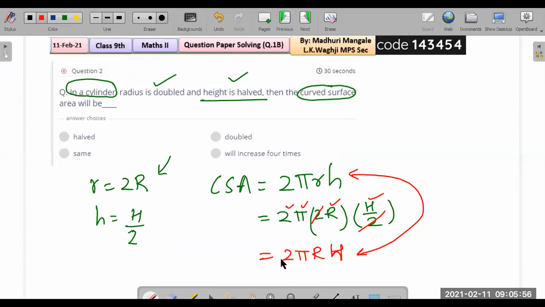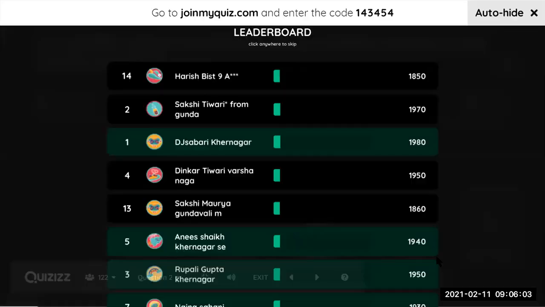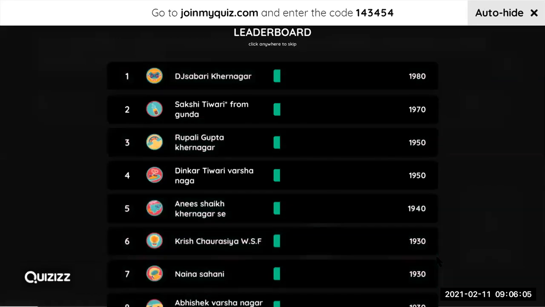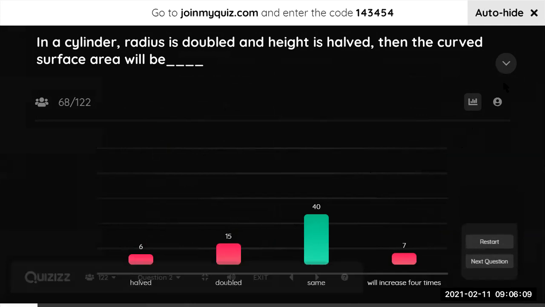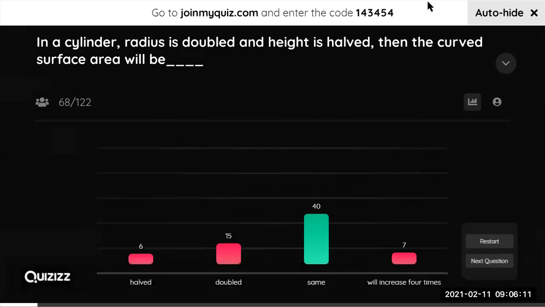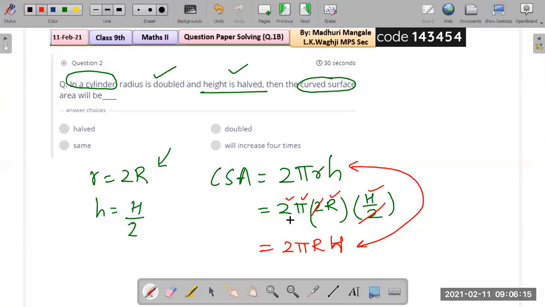And time's up. Let's see how many of you got it right. Great, we see new names today. 40 of you got it right. It's one and the same thing, right? Why? Because there is no change. The formula is the same, 2 pi rh. So the answer was the same.